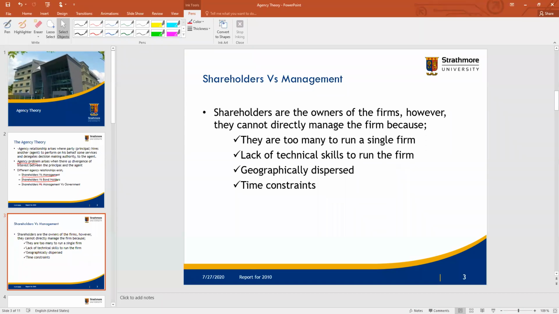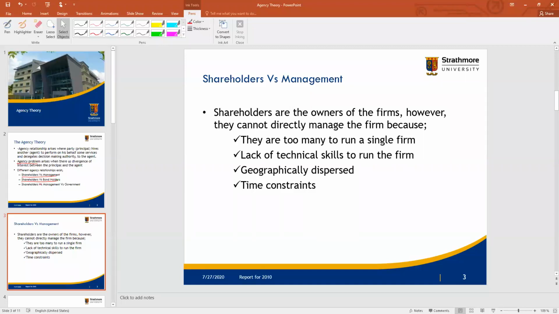Which means, as you appoint the managers, the managers are meant to be accountable to you as a shareholder. Their objective is to pursue your objective as a shareholder and resource owner, which implies that the shareholders are the principal and the managers are the agent. And the question is, why would the shareholder want to appoint managers?